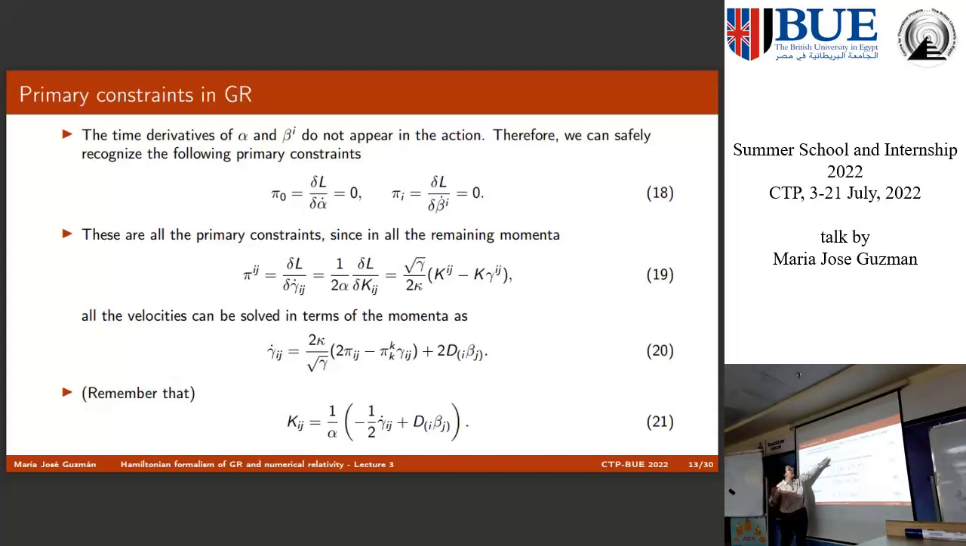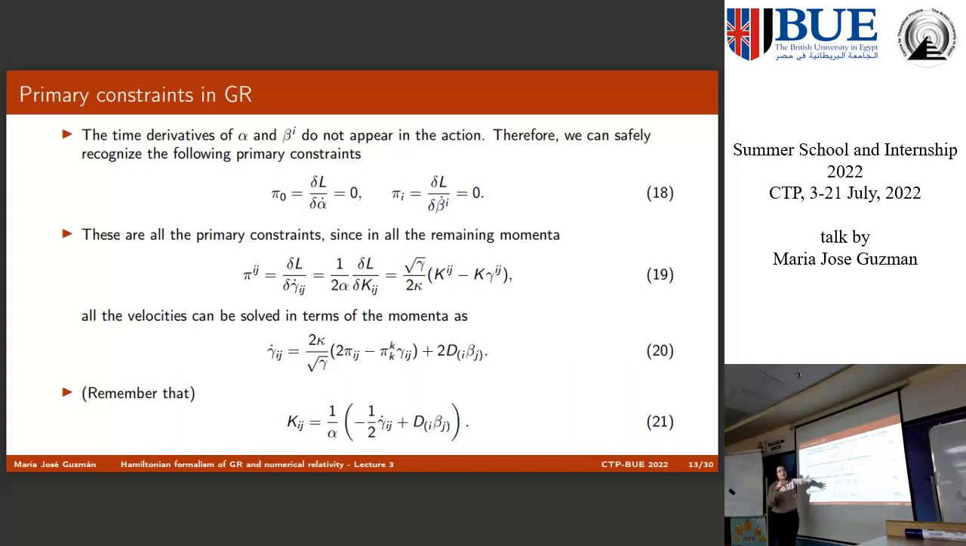So with this split, I can define the canonical momenta, but it turns out that the ones related with g00 and g0i are 0. So these are primary constraints. In the same way that in electromagnetism I got one primary constraint, in general relativity I get 4 primary constraints. And all the other remaining momenta can be solved in terms of the velocity. They are all independent, let's say.